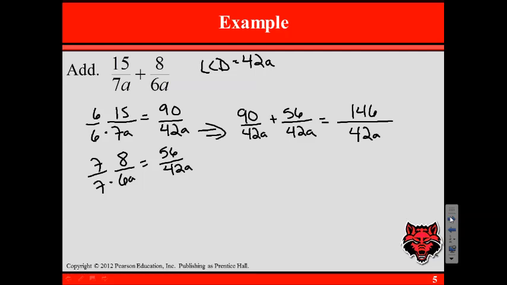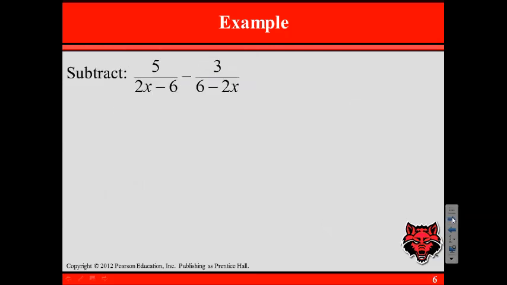Now at this point, we would need to find the prime factorization of the numerator and the denominator and cancel any like factors that we have. The numerator will become 2 times 73. And 73 is a prime number. We can't go any further than that. The denominator will become 2 times 3 times 7 times a. So we see that numerator and denominator have a common factor, which is 2, that we can cancel. And we are left with 73 over, when we multiply the three factors in the denominator, 21a.